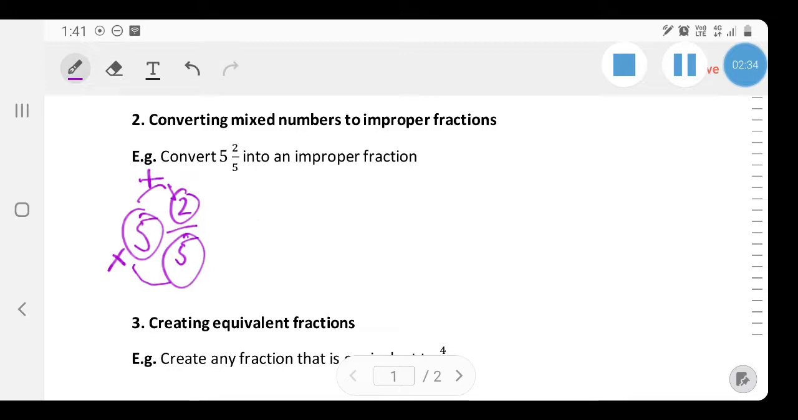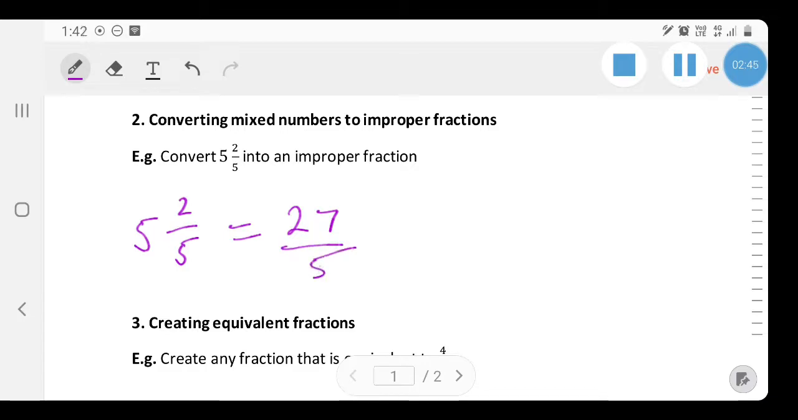Let me get rid of that mess. We have 27. Well, 27 over what? 27 over 5. The denominator stays the same. So just to recap, 5 times 5 is 25, 25 plus 2 is 27, and the denominator stays the same.